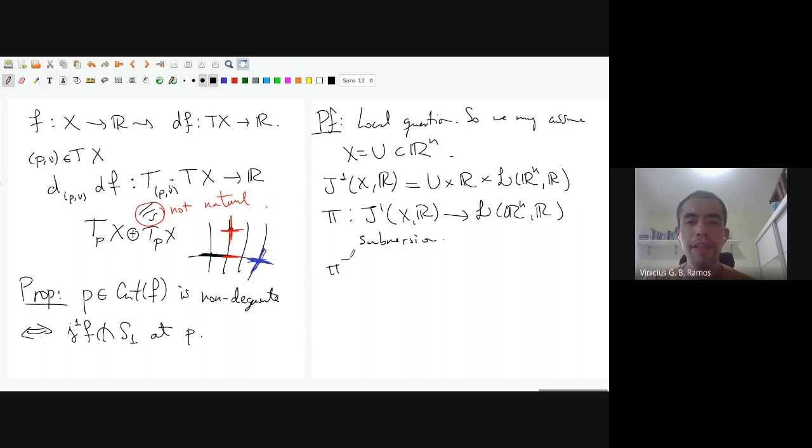And pi inverse of 0 is exactly what S1 is. So S1 is the same as the derivative being 0. So a jet is in S1 if and only if when I project it to here, this part is 0. So that's the same as saying that this is a set of jets such that df_x is 0. Remember again that S1 is the set of jets whose co-rank is 1. Because the maximum rank is 1, that means the rank of the jets is 0.